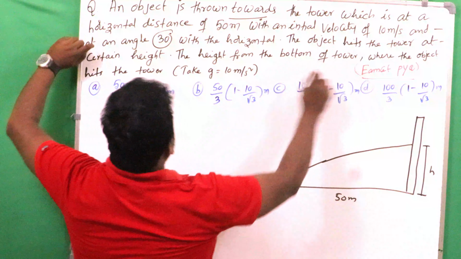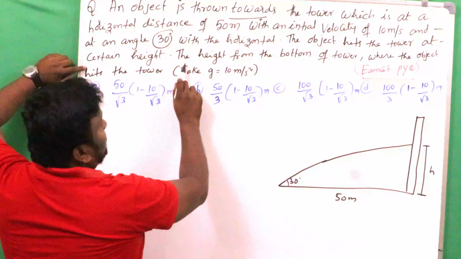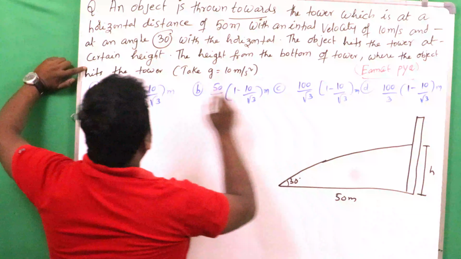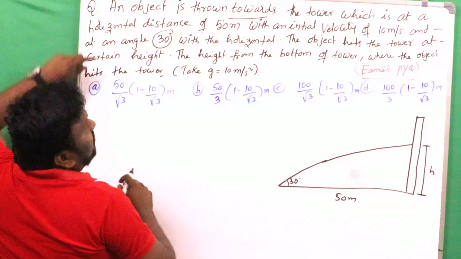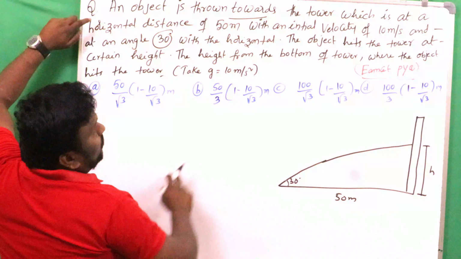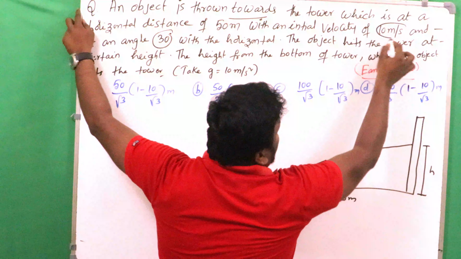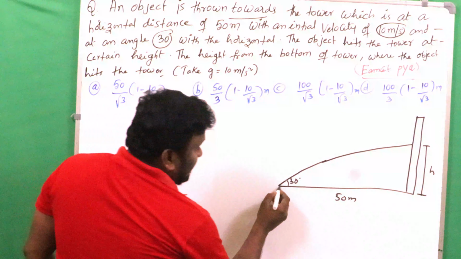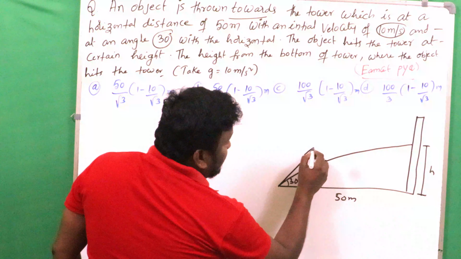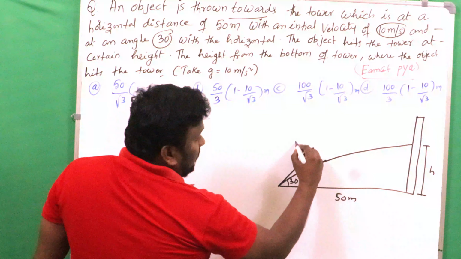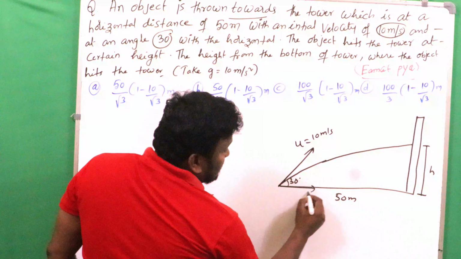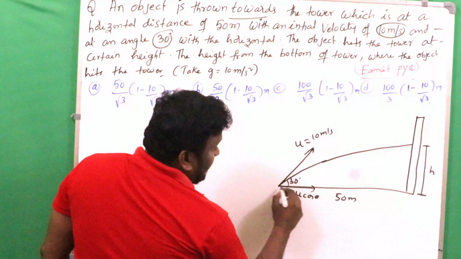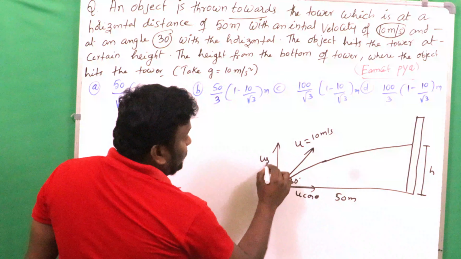The object hits the tower at a certain height; the height from the bottom of the tower where the object hits the tower, that is the question here. And one more thing, the initial velocity is 10 meters per second, and it is projected with that velocity. Again, what you know, this is u cos theta and this is u sin theta.